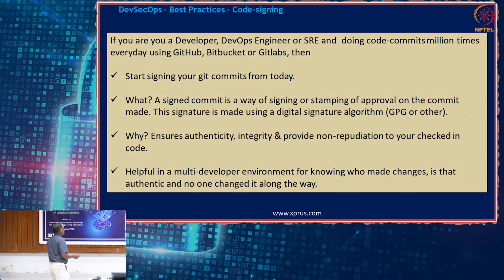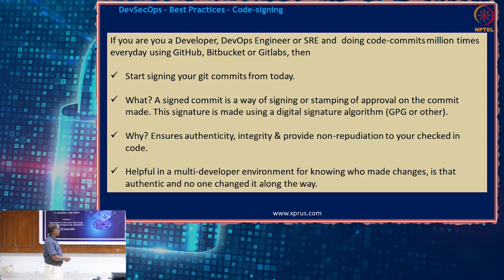Again, some best practices. Say, for example, there is a concept of code signing. You might have heard of Git, right? You develop your code, you deploy it, you store it in Git, you do Git commits. What is a signed commit? A signed commit is a way of signing, or it's more of an approval. You stamp an approval on the commit made. Hey, yes, this is certified. I have tested it. There is no vulnerability.